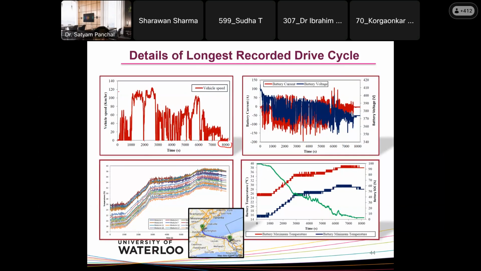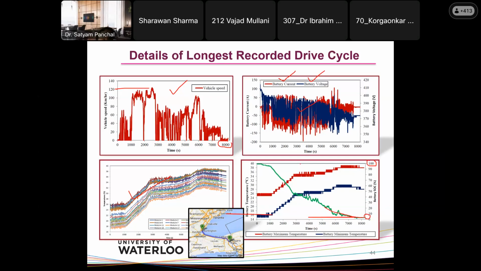With a maximum speed here of 125 kilometers per hour, the vehicle speed versus time is provided over here. The corresponding battery current and battery voltage are provided over here, and all 20 battery module temperatures are provided in this slide. At the bottom right, the green one is the battery state of charge. As you can see, the starting SOC is 100%, all the way to an ending SOC of 0%. Battery maximum and minimum temperatures are also provided.